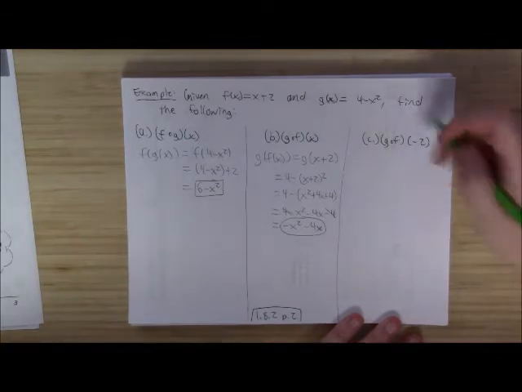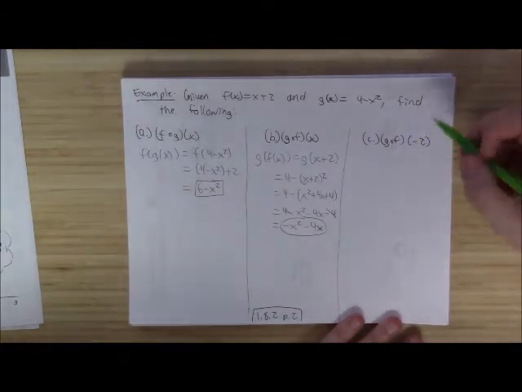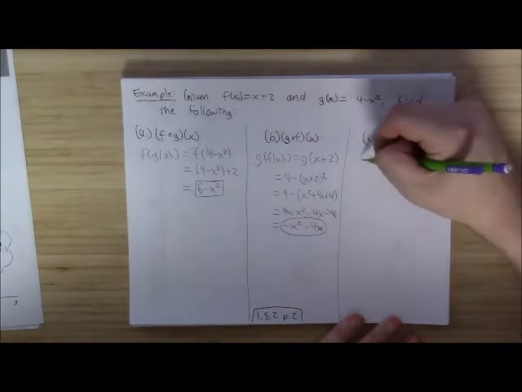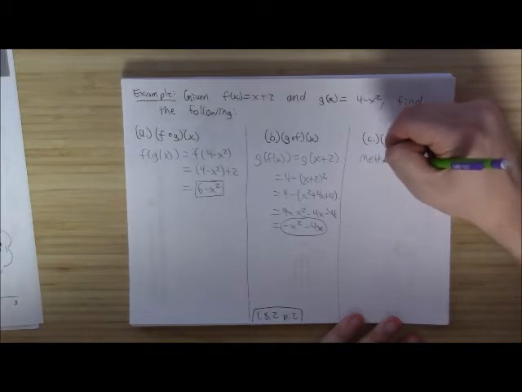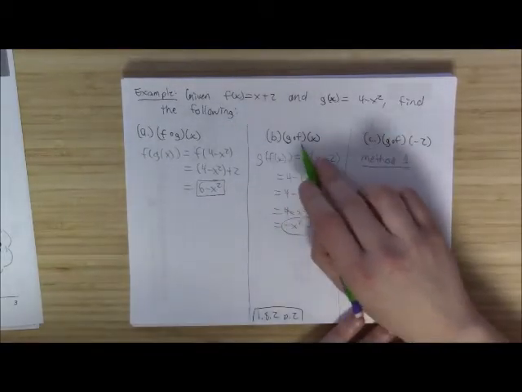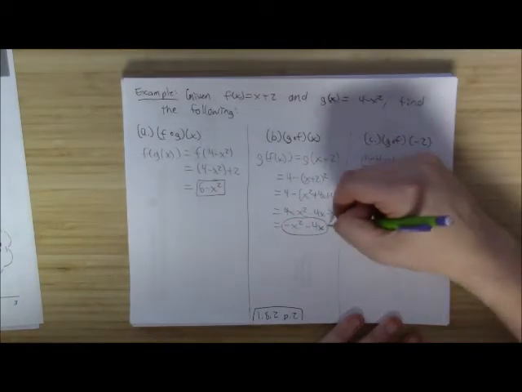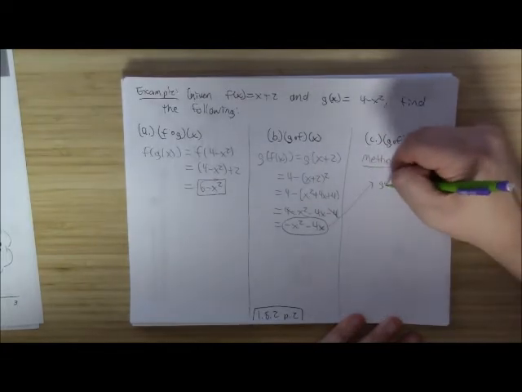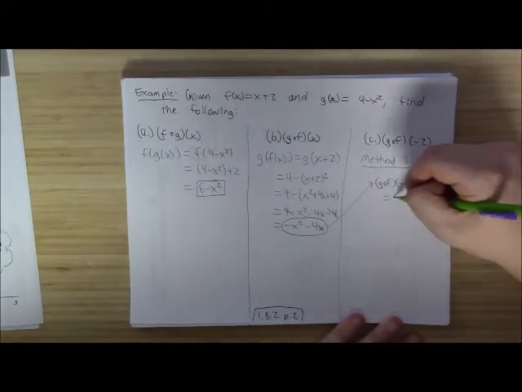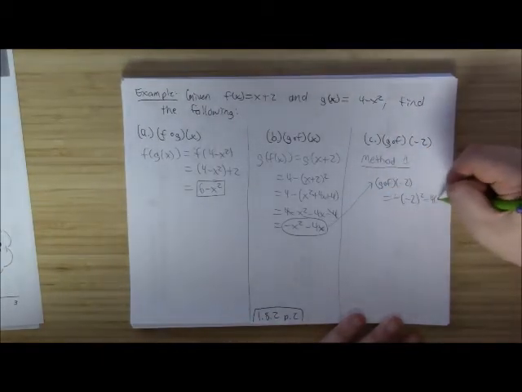Here, there are again two ways. If you watched the last video, you have an idea of how this works. The first method is to recognize that we already computed g composed with f of x, so we can just plug negative 2 into that. That would be g composed with f of negative 2 is really just negative 2 plugged into negative x squared minus 4 times x, so negative 2 squared minus 4 times negative 2.